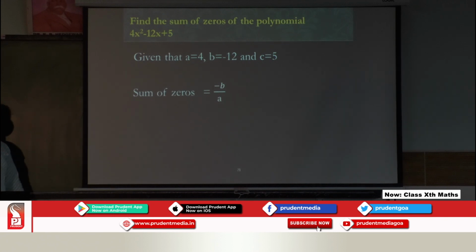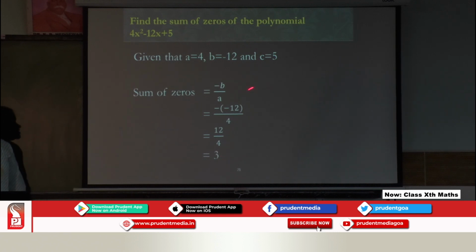Now the main part is substitution. How do I substitute? Take care. This minus sign is a part of the formula. What is the b value this time? The b value is negative 12. So substitute negative 12 here. Don't consider this minus sign for 12; this is part of the formula, and this is the value of b. So negative into negative, positive 12 upon 4. Your answer will be like this.